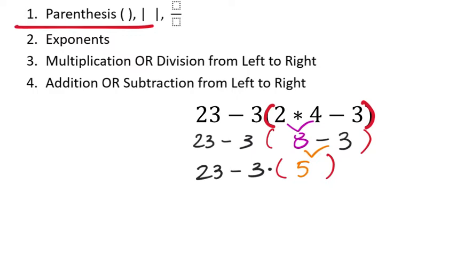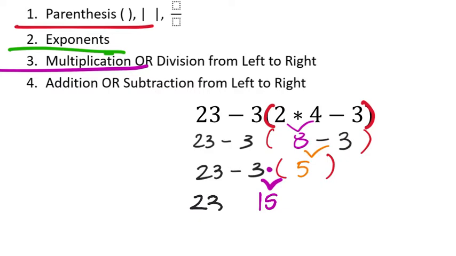And so there was no exponent. I don't see any exponents anyways. And, well, yep, we got the multiplication there between the 3 and 5. So let's go and do that. 3 times 5, I get 15. So then this becomes 23 minus 15.